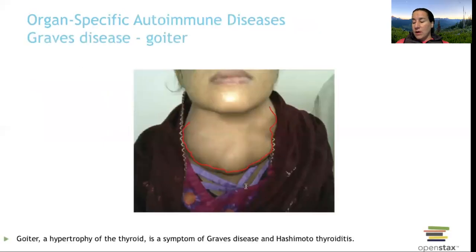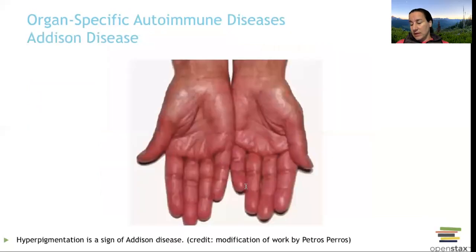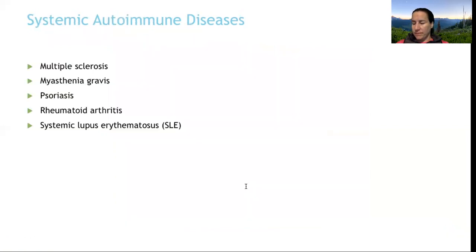All right, what about other autoimmune things? Here's your sign for Addison's disease, where you can see the hyperpigmentation. But there's no change in coloration. Everything is extremely darker than it should be.